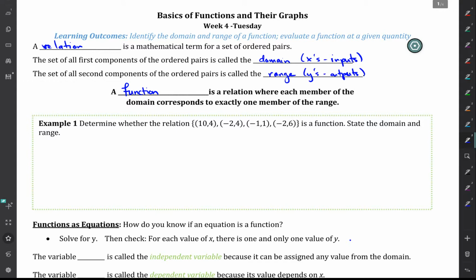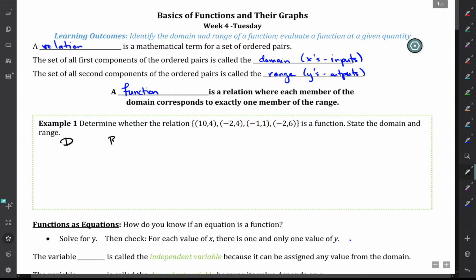And so in example 1, we're asked to determine whether a relation given by the set (10, 4), (-2, 4), (-1, 1), and (-2, 6) is a function. And we're also asked to state the domain and the range of this relation. So I'm going to write down the domain and the range. We have 10, negative 2, and negative 1 showing up in our domain. Those are all the first components. And then the range is 4, 1, and 6. So that's the set of outputs.